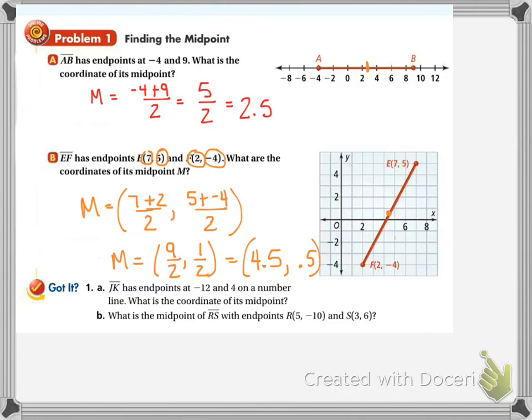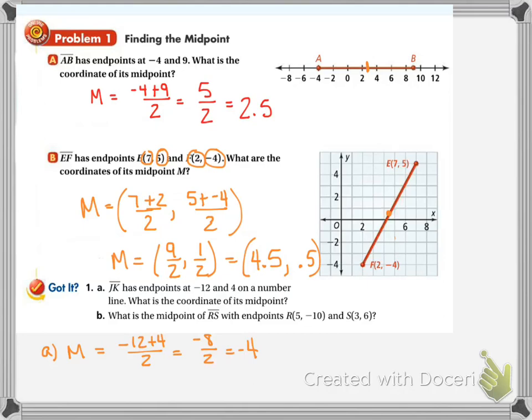Okay. Let's look at the next couple here. Line segment JK has endpoints at -12 and 4 on a number line, so they're only giving us two things. So to find the midpoint of JK, we're going to take -12 plus 4, divide by 2. -12 plus 4 is -8, divided by 2 is -4.